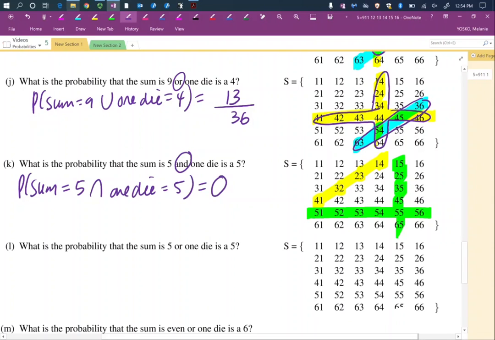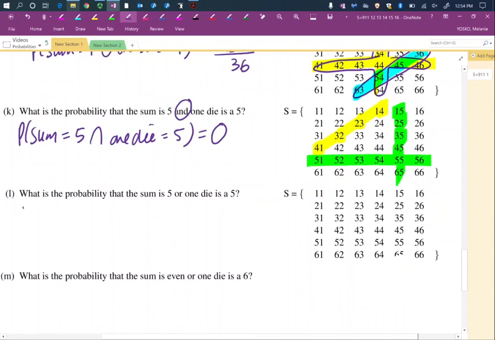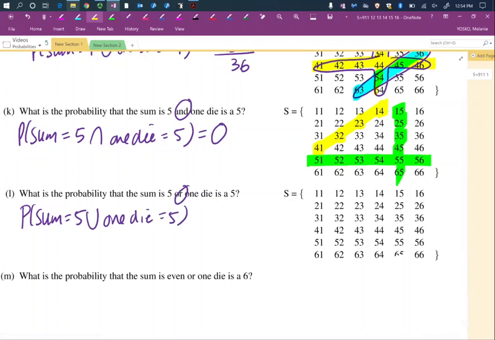What is the probability the sum is 5 or one die is a 5? So I changed it from an and to an or. So or means union. So same picture. Sum is 5: 1, 4, 2, 3, 3, 2, 4, 1, like this. This is the sum is 5. One die is a 5. All of these.